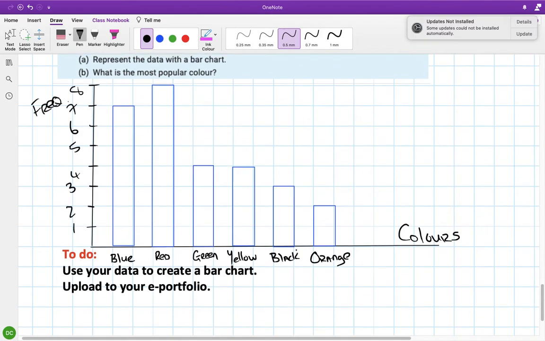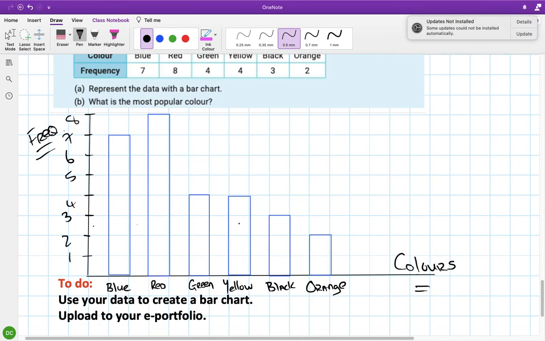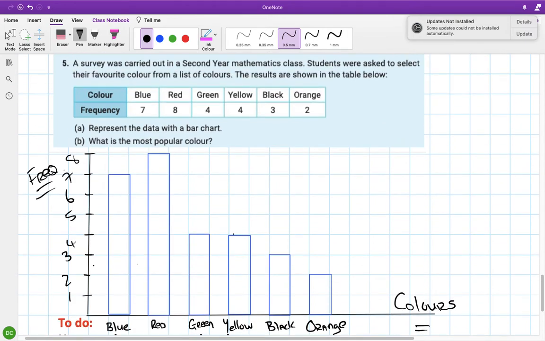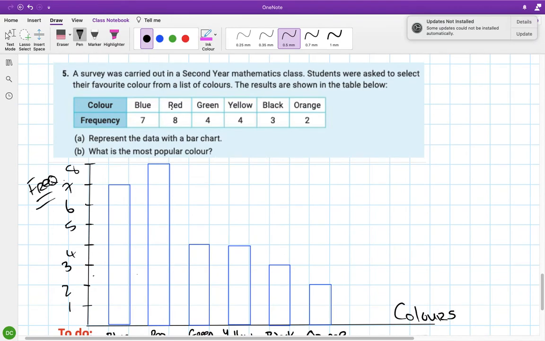Okay, so fully labelled. I know what's on the y-axis, I know what's on the x-axis, and there is an even gap in between every bar, including the first one, and every bar is the same width. What is the most popular colour? It is red. You can tell that very easily from the highest bar. So red for P.